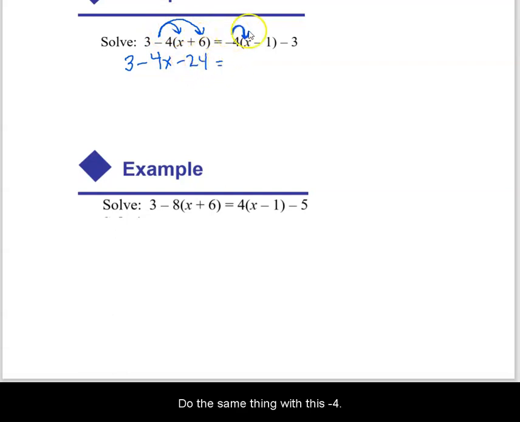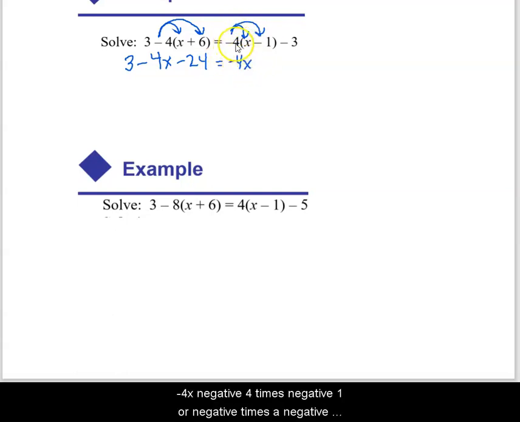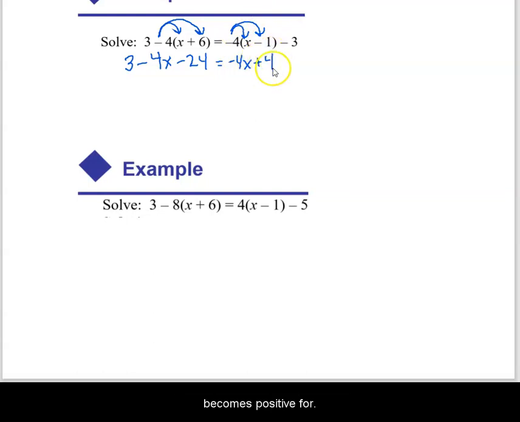Do the same thing with this negative 4. Negative 4x, negative 4 times negative 1. Well, negative times a negative becomes positive 4 minus 3. Okay? Got rid of the parentheses.